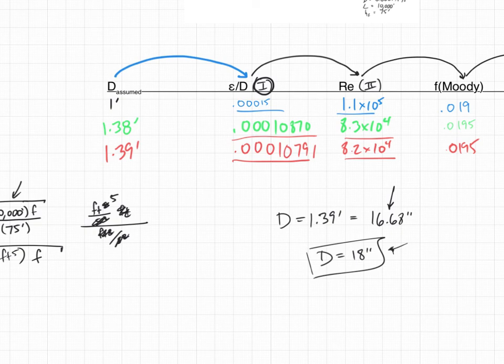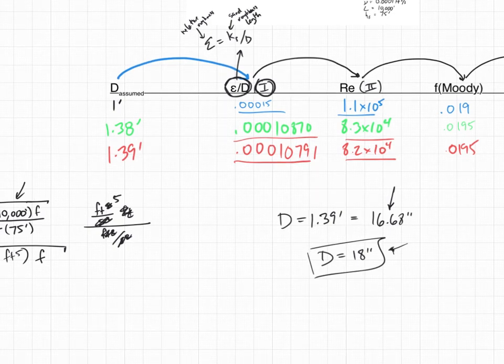I did it last semester. The only thing that I would warn you on that one is that I was using a different textbook, so instead of this epsilon on D, I used KS on D, and that's because that's what that textbook used. For that textbook, KS is the sand roughness length, and then to be confusing, they said epsilon equals the relative roughness. Okay, it's just a different textbook, but it all works the exact same.